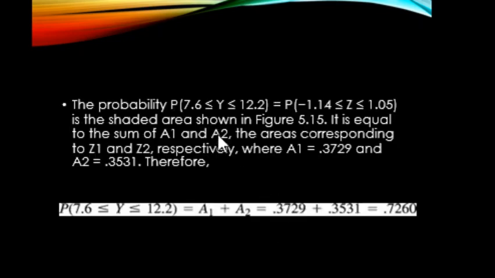From the table, we will look up the probabilities corresponding to 1.14, which would give us A1, and 1.05, which will give us A2. A1 corresponds to 0.3729, A2 corresponds to 0.3531. When we add them up, we get 0.7260.